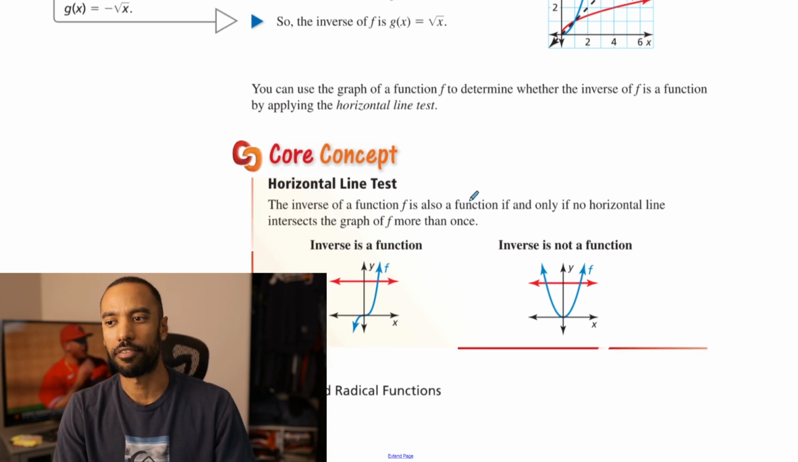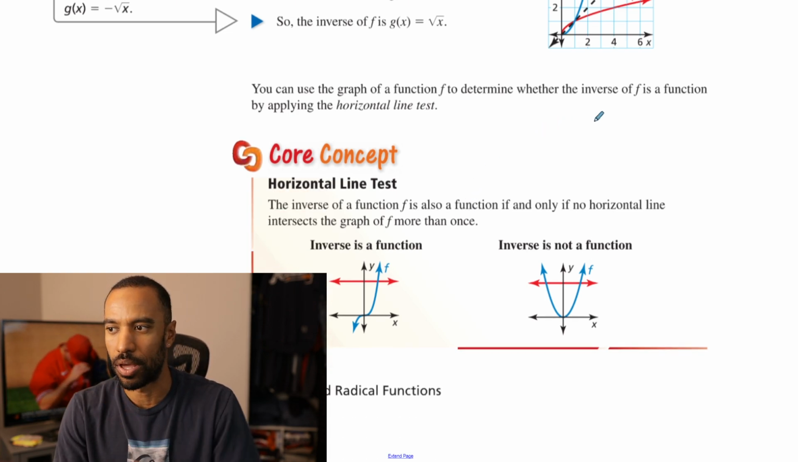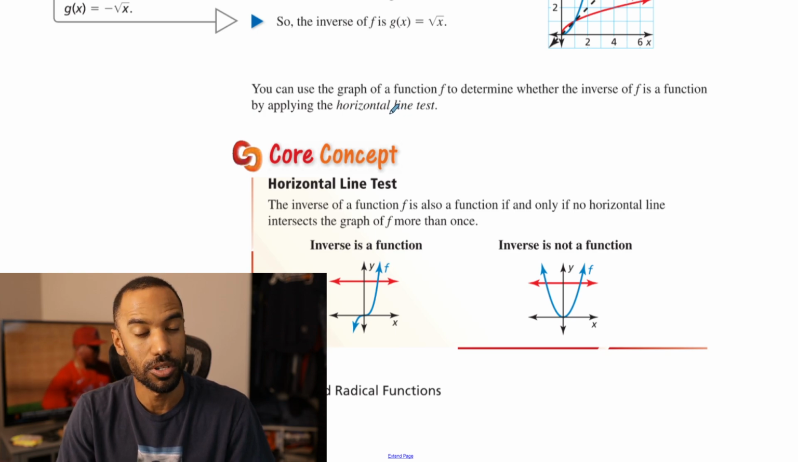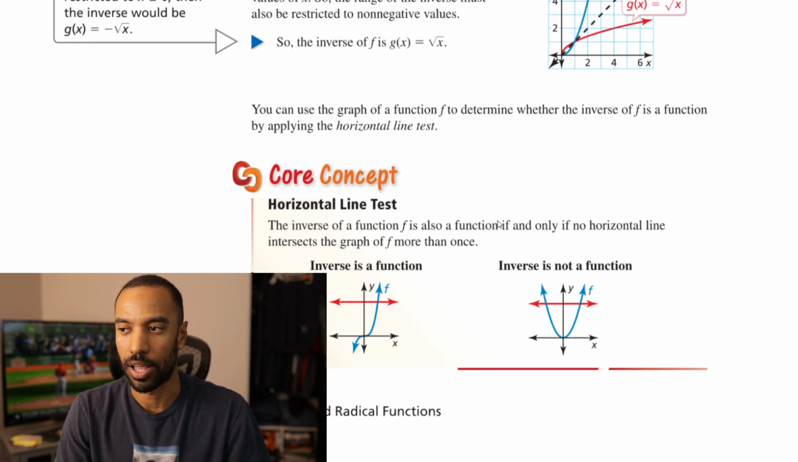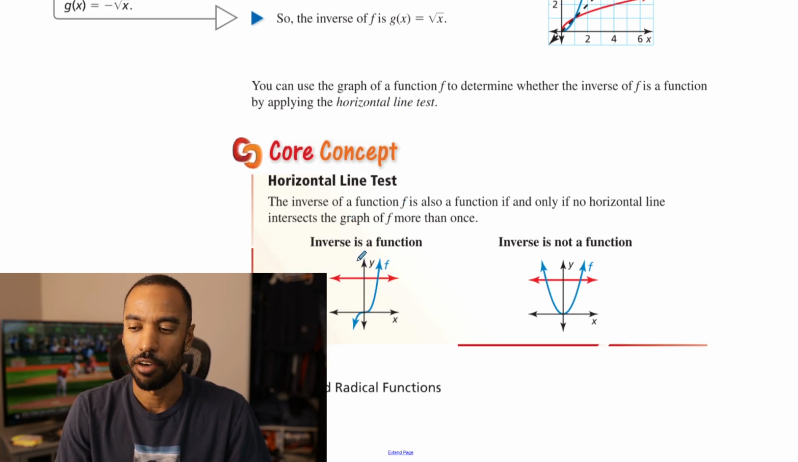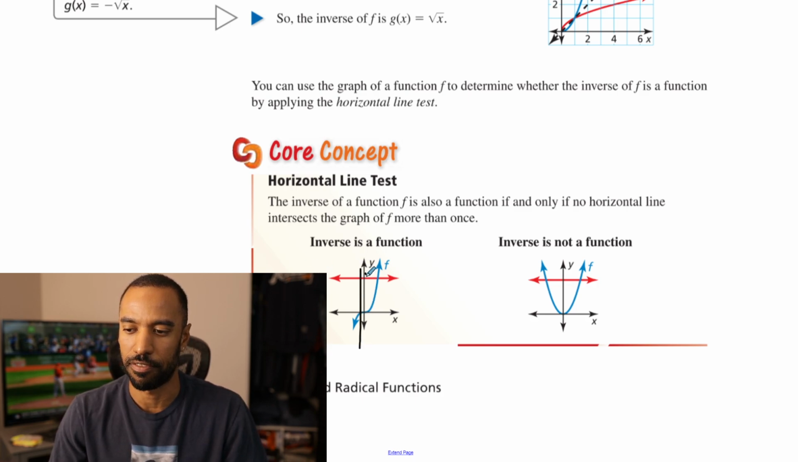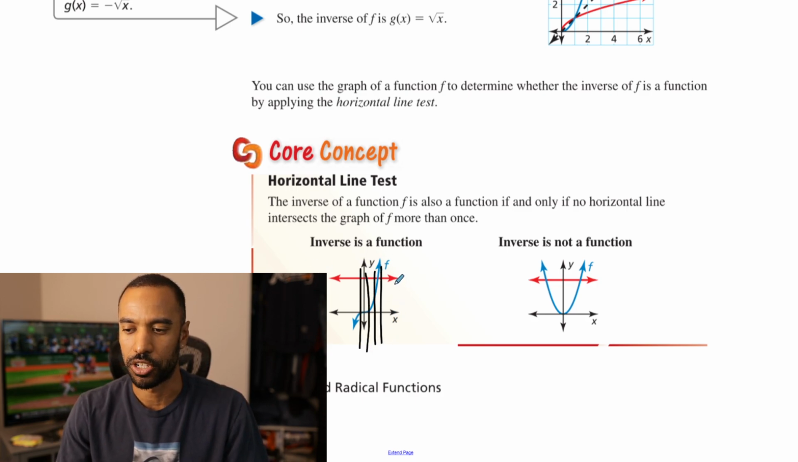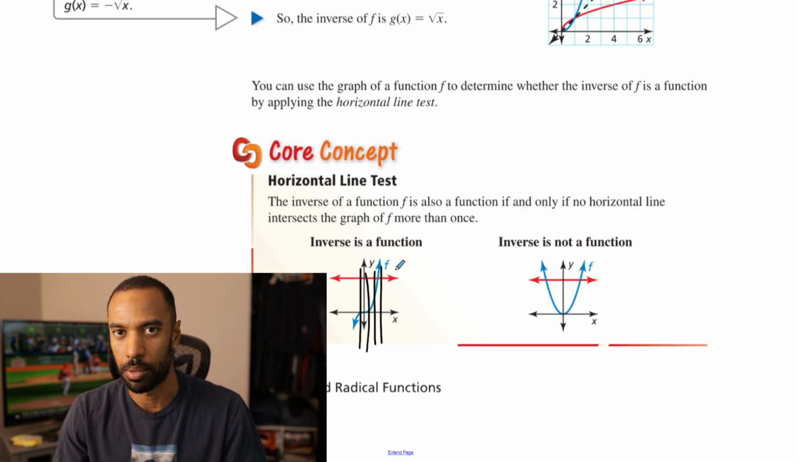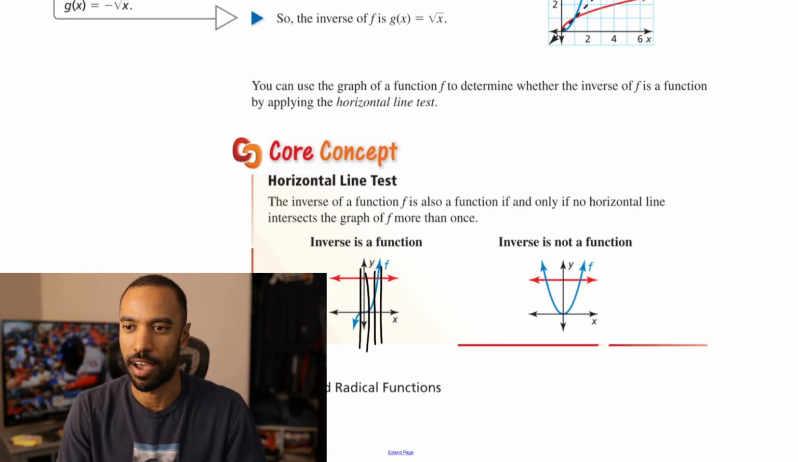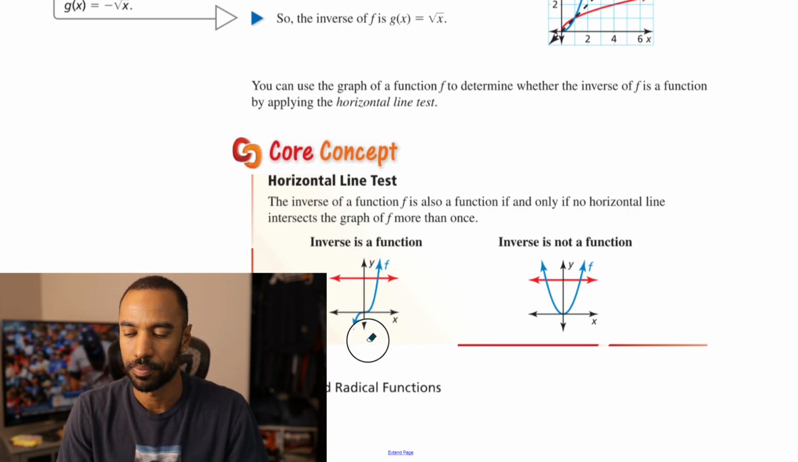Okay, you can use the graph of a function, f, to determine whether the inverse is a function by applying the horizontal line test. We should know the vertical line test. I've mentioned it several times. A function passes the vertical line test, meaning if you ever draw a vertical line through a function, it should only pass through exactly one point wherever there is a defined y value for that given x.